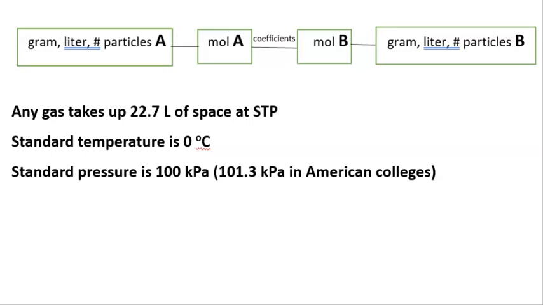The problem with the gas one, using 22.7 liters of space, is that it's only good at STP. And people get this really confused. STP is not 22.7 liters. STP is standard temperature, which is 0 degrees Celsius, and standard pressure, which is 100 kPa. This means this conversion of 22.7 is only good at 0 Celsius exactly and 100 kPa. If the temperature is different or if the pressure is different, then we can't use this.